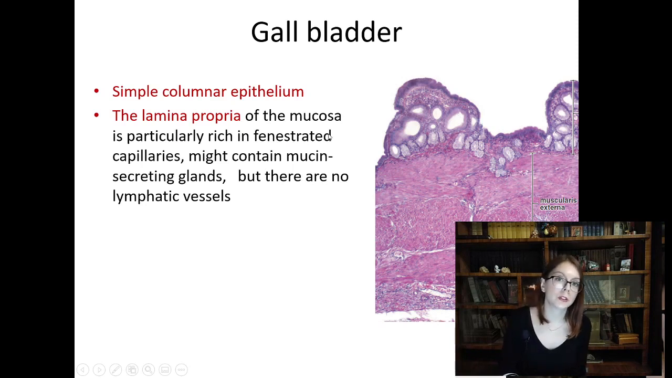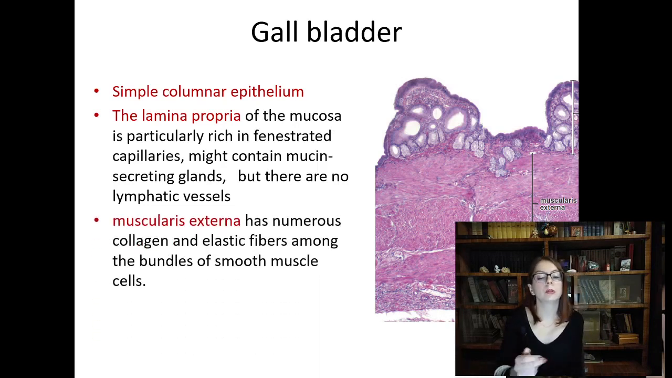Why are capillaries fenestrated here? Because the main function of the gallbladder is to absorb water to concentrate the bile, and this concentrated bile is further excreted to the duodenum. So, the concentration and storage of bile. To concentrate bile, water should be taken out. We'll discuss this process in the next slide. So water is absorbed through the fenestrated capillaries.